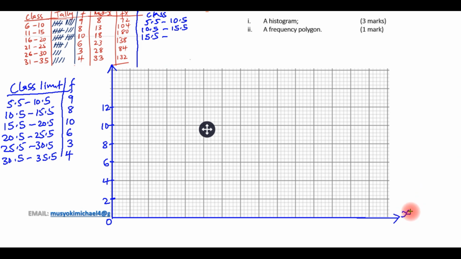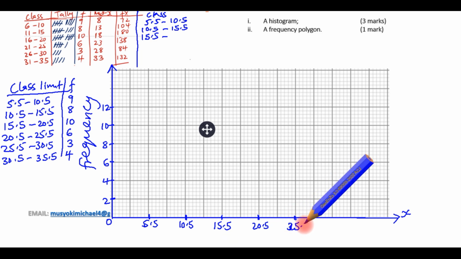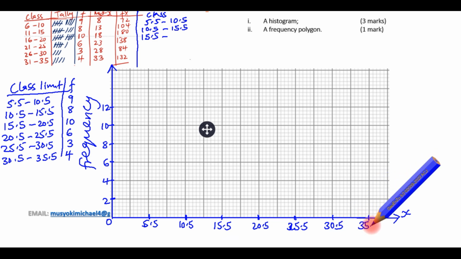Then on the x-axis, so this is frequency. Then on the x-axis, we shall consider 2 centimeters to represent 5.5. So from here to 5.5. Then next is 10.5. Then we have 15.5. Then we have 20.5. Then 25.5. Then 30.5 and 35.5.